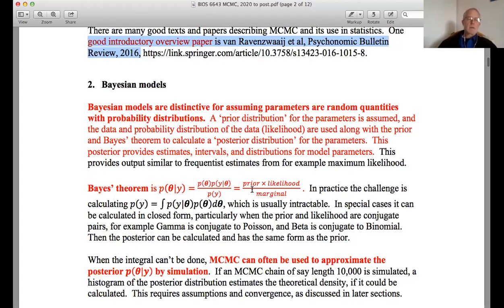Okay, so let's take a quick look here through Bayesian models. The thing that distinguishes the Bayesian approach from frequentist approaches is that Bayesians assume all model parameters are random quantities that have distributions. If they have a distribution, that's what we're estimating a prior distribution for, and we'll use the data to get a posterior distribution. For Bayesians, the data analysis is based on the posterior distribution.